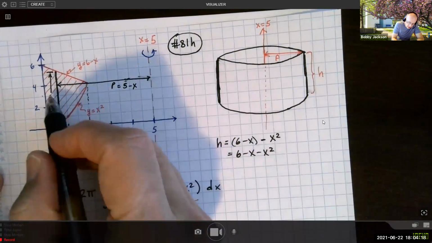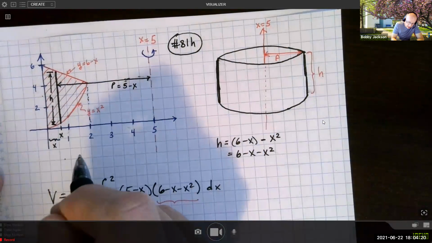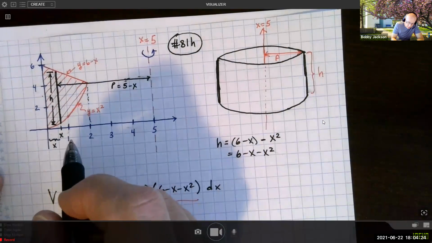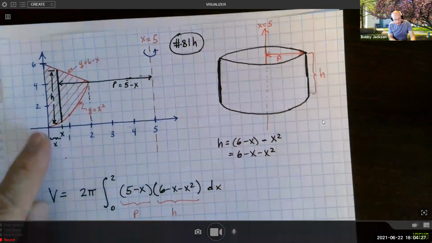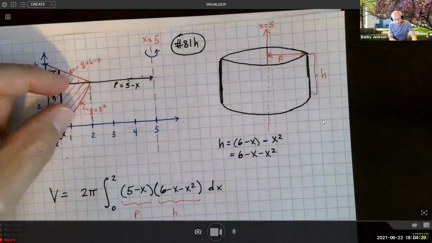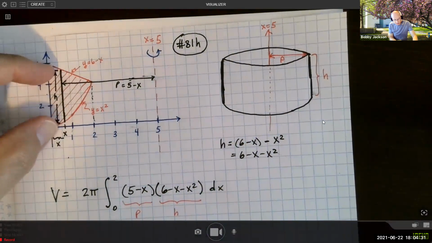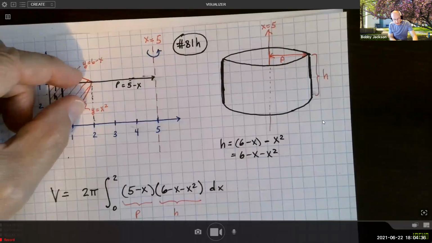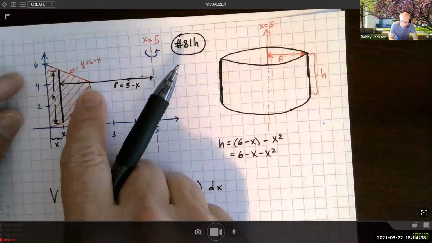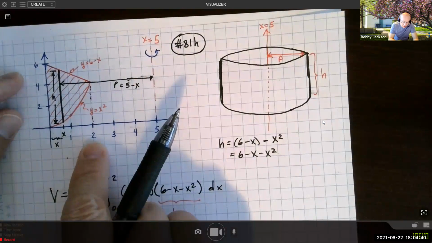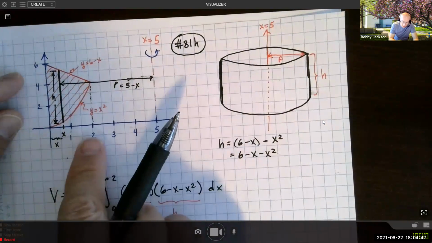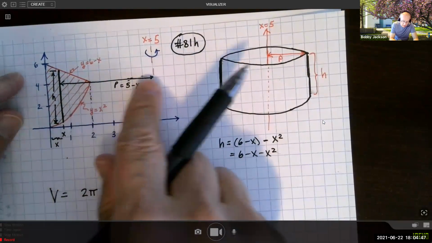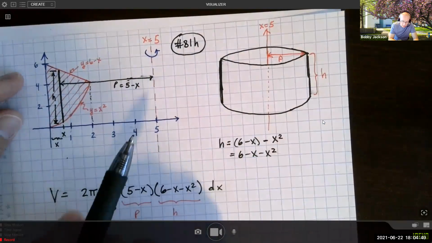And that radius makes sense if you think about it. You can see as our rectangles move, as x gets closer and closer to 2, the rectangles are getting smaller and smaller in height, but that radius is approaching, excuse me, 3 units. From 2 to 5 is 3 units. And when x is 2, I get 5 minus 2, which is 3 units right there. Okay, so that's the radius.